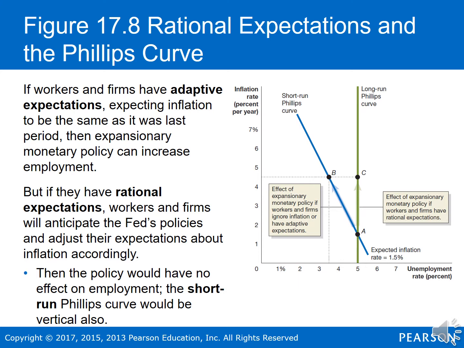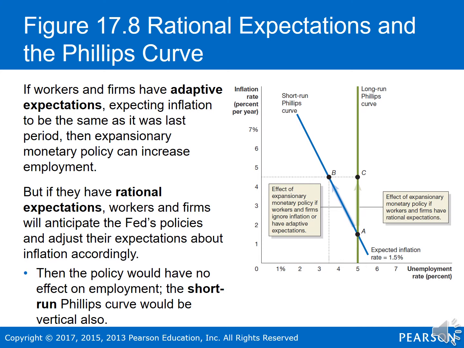With rational expectations, monetary policy would have no short-run effect on employment, and the short-run Phillips curve is going to be vertical also, because these workers and firms have perfect expectations and perfect foresight about what Fed policy is going to be, so what the inflation rate and the unemployment rate is going to be.